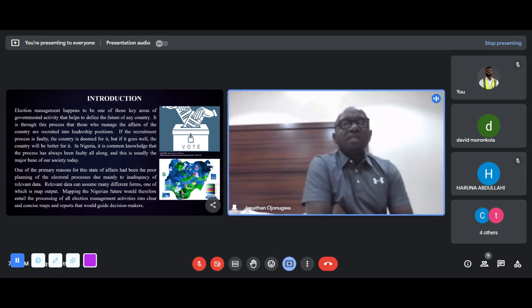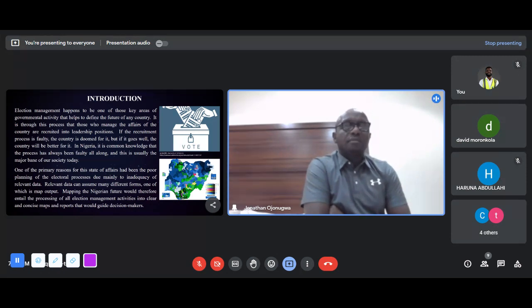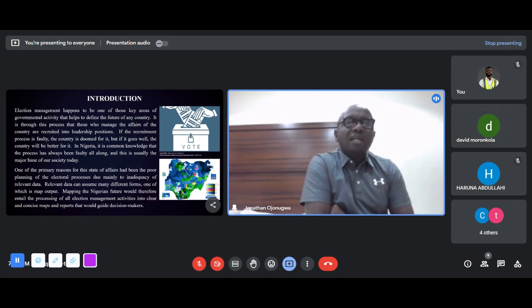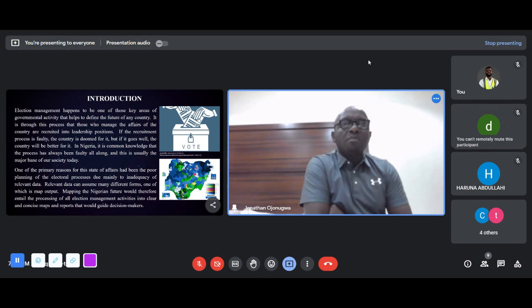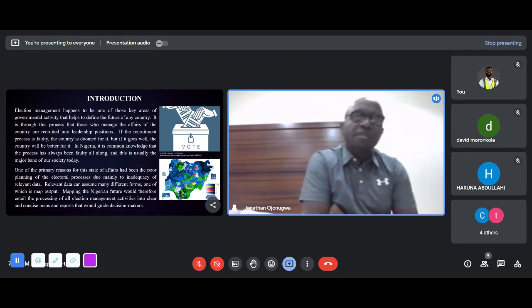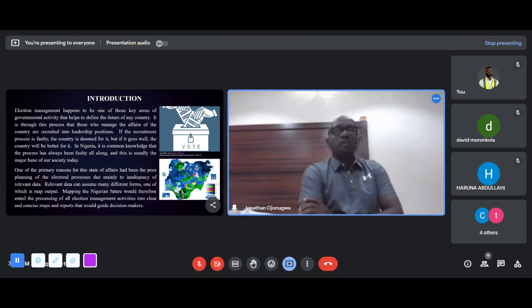One reason for this state of affairs has been the poor planning of the electoral processes due mainly to the inadequacy of relevant data. Relevant data can assume many different forms, one of which is maps. Mapping the Nigeria future will therefore entail the processing of all election management activities into clear and concise maps and reports that will guide decision makers.